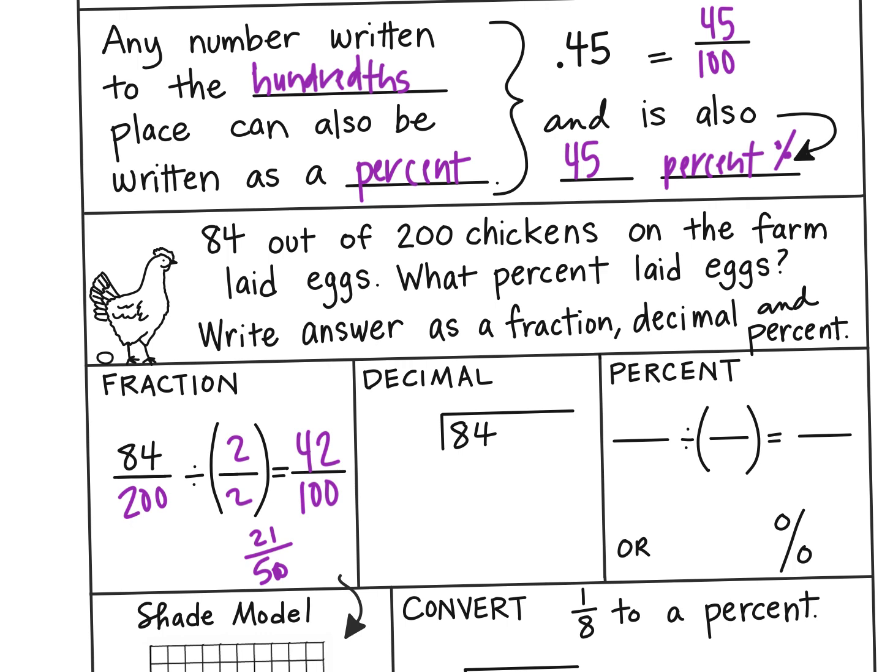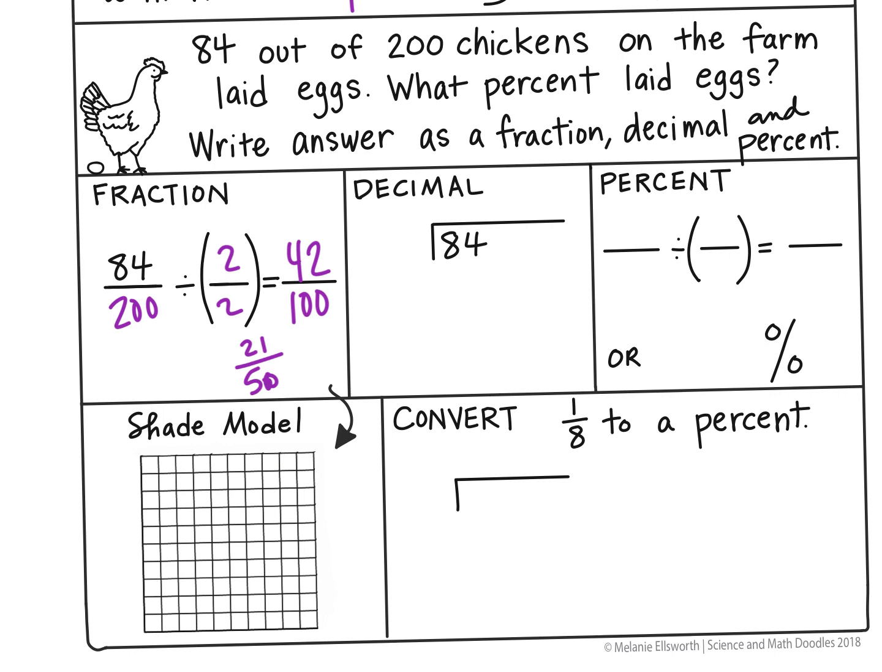All right. We're going to shade the model to represent what that shows. So the fact that we kept it as 42 hundredths is great because what kind of model do I have below? I have a hundredths grid. So I'm going to shade 42 of these little bitty squares. So 4 columns plus 2 extra squares down here.